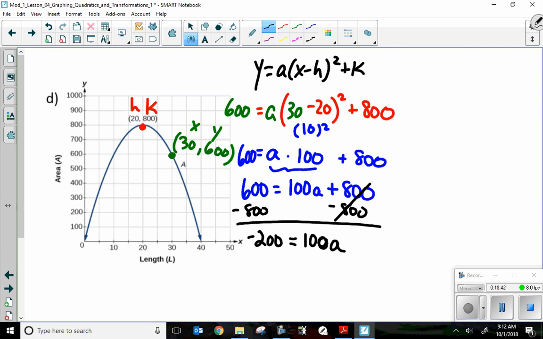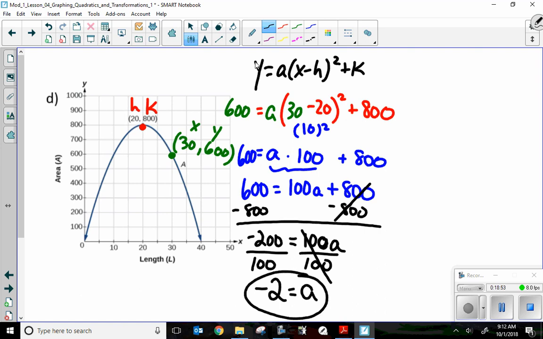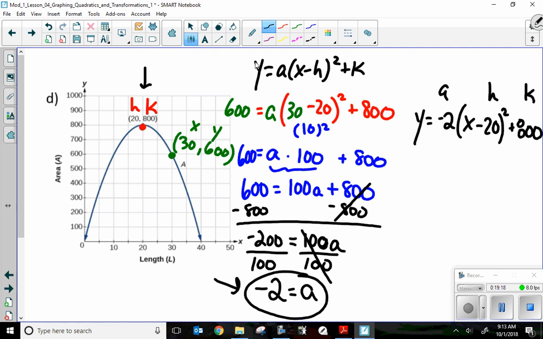And if I divide both sides by 100, I do in fact get a negative A value. I'm to the point where I just need to substitute my A, which is right here, and my H and K into my equation. Y equals A, which is negative 2, times X. Here's my H and my K, right? My H is 20. I'm going to negate that. I'm going to flip it, plus my K, which is 800.